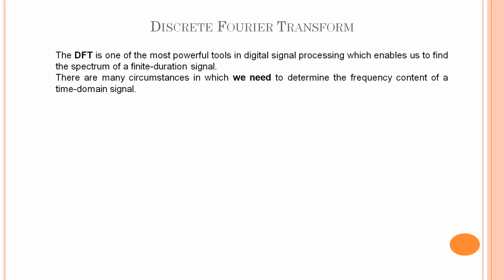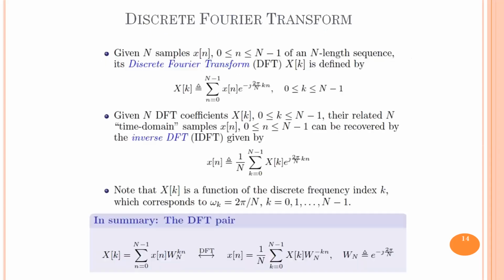The discrete Fourier transform is one of the most powerful tools in digital signal processing, which enables us to find the spectrum of a finite duration signal. So here we are finding the spectrum by taking a signal with finite duration. There are many circumstances in which we need to determine the frequency content of a time domain signal. So this is the discrete Fourier transform.